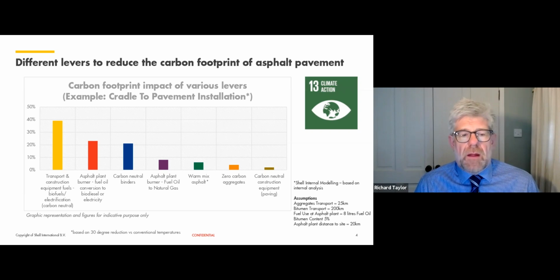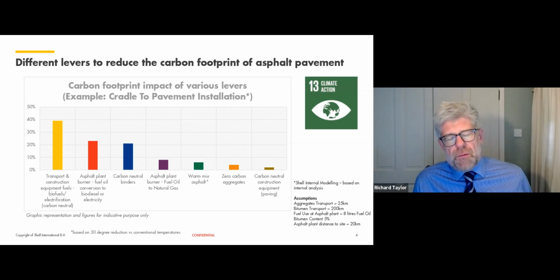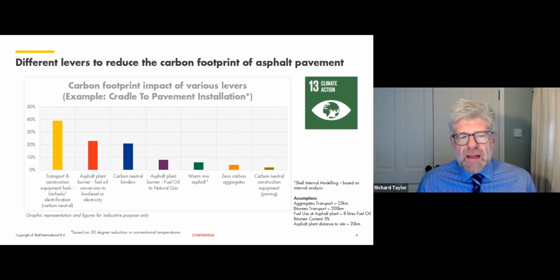Switching fuels at the burner, or removing the greenhouse gas fossil fuel from the burner, switching to biogas or biodiesel, bioelectricity, would also see a significant decarbonisation. I'm not going to spend too much more time in the presentation talking about this because I think that this is fairly well understood, although it's still a significant challenge to decarbonise an asphalt pavement. But the main levers there are already known to us.